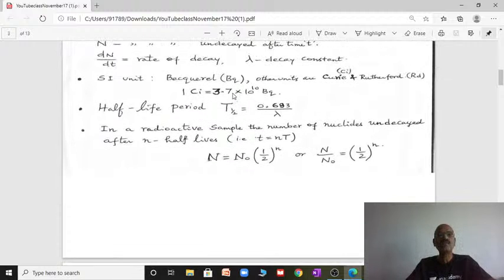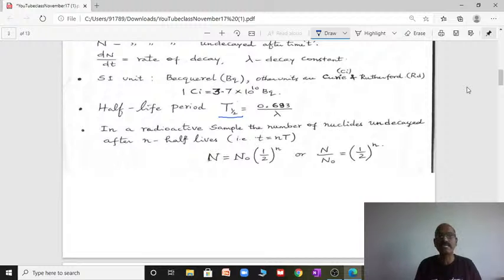We all know the half-life period: the time for half of the original atoms to disintegrate. The half-life period of a radioactive substance is denoted by T to the base 1 by 2. So have an idea. Now, radioactive disintegration, the half-life period T to the base half, generally they will represent as capital T, equals 0.693 by lambda. Keep in mind the half-life period formula. Lambda is the decay constant.